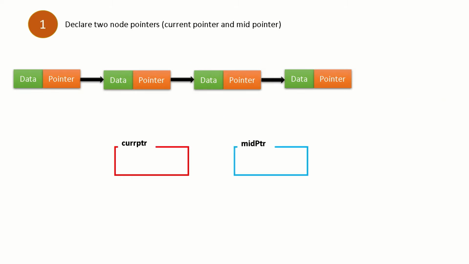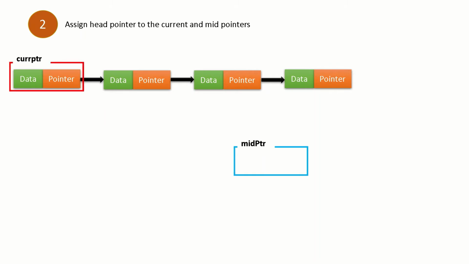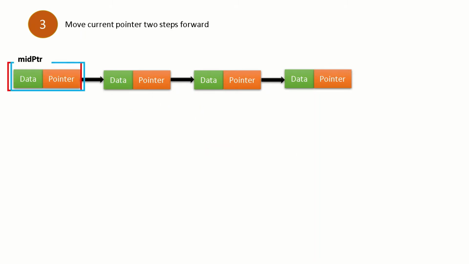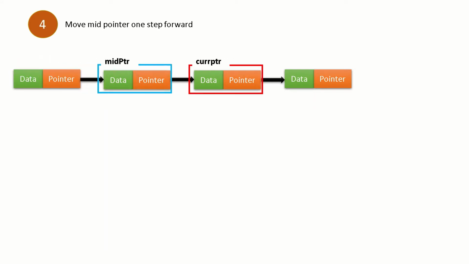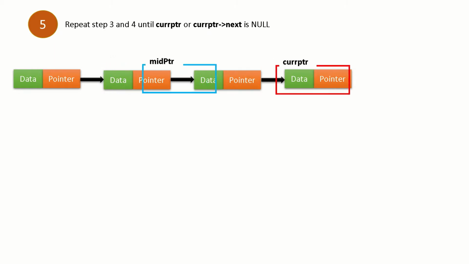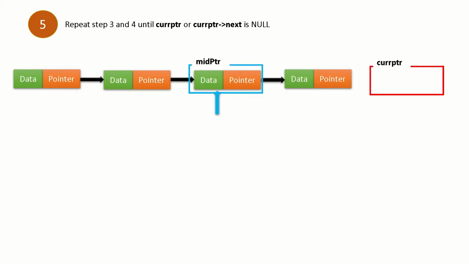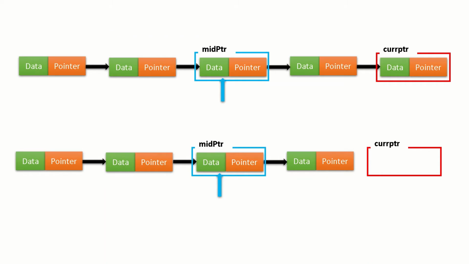So declare two node pointers, current and mid, assign head to the current and mid pointers, move the current pointer 2 steps forward, move the mid pointer 1 step forward, and repeat steps 3 and 4 until either the current pointer is null or the current pointer next is null. This diagram is just to highlight the current pointer null check difference between the odd and even case. In odd number of nodes, the loop will terminate when the current pointer next is null. However, in the even case, the loop will terminate when the current pointer is null.